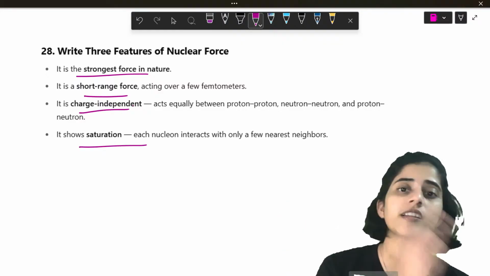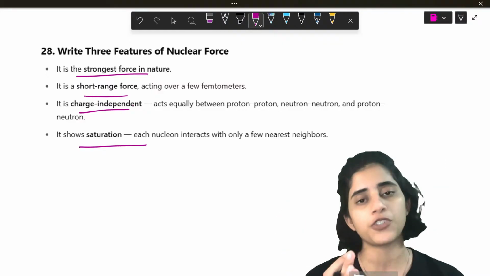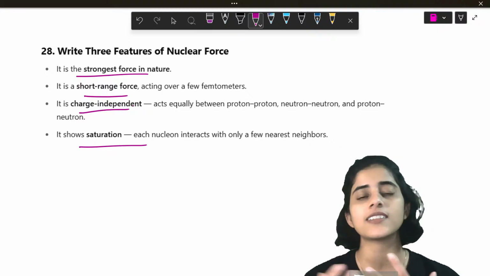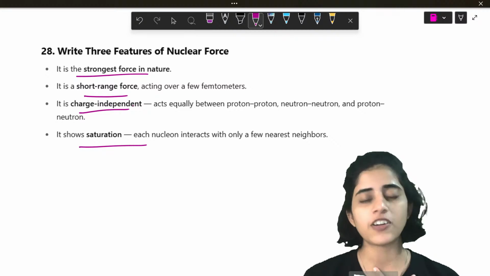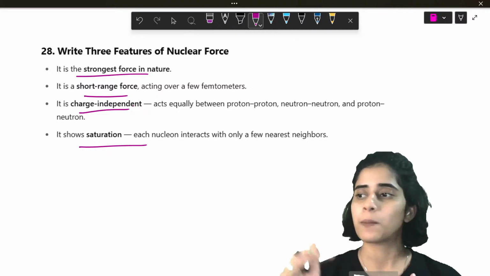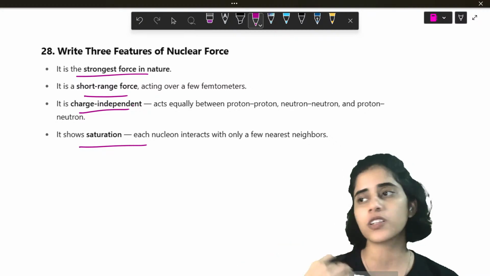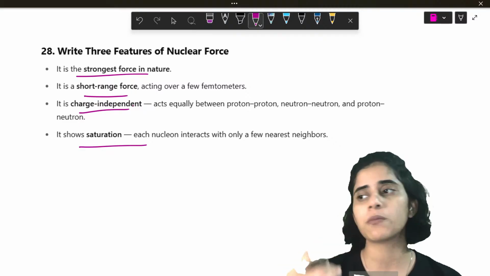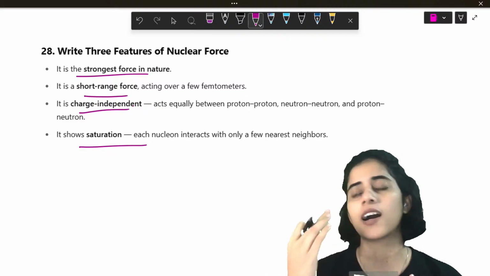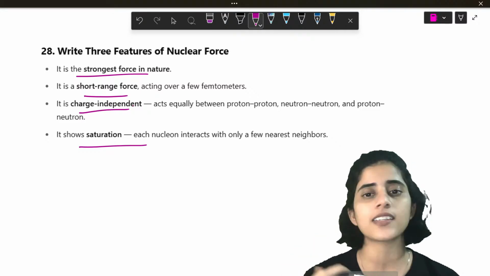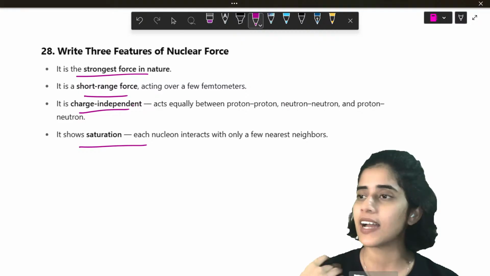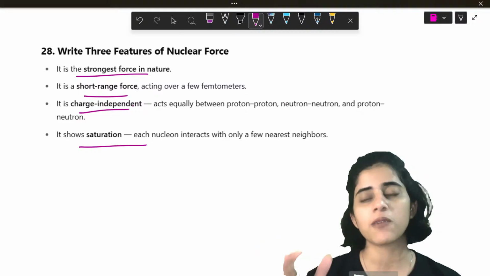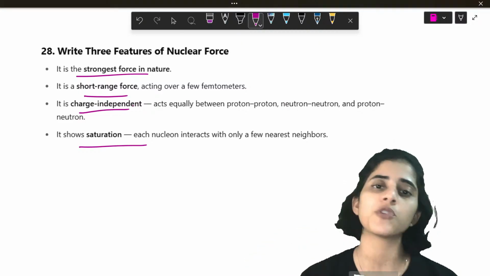So imagine, like I said, if I'm a proton, I can talk to 4 people. If I talk to 5 people, I become saturated. But out of these 4, the 4 can be anybody. It can be boys, it can be girls, it can be aunties, uncles, kids, anything. I don't have a problem. So it's independent of charge, but I can only talk to a few people. That's how it is.